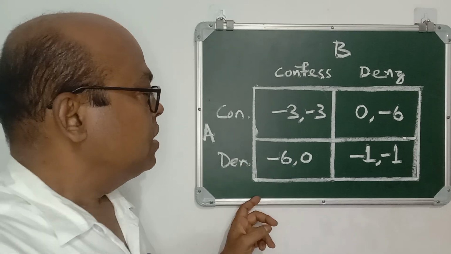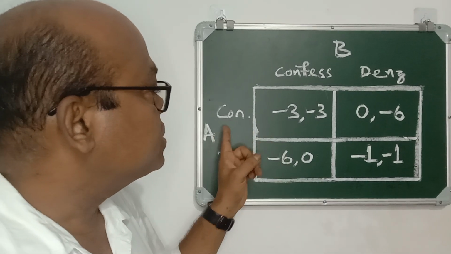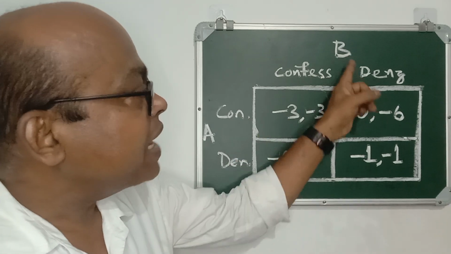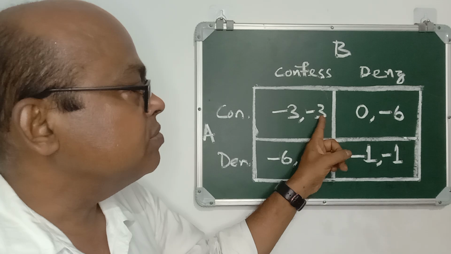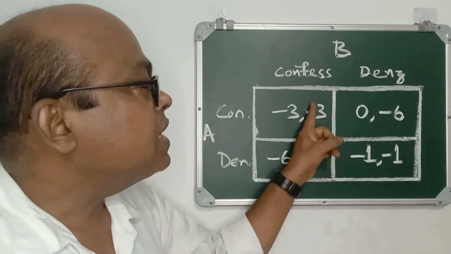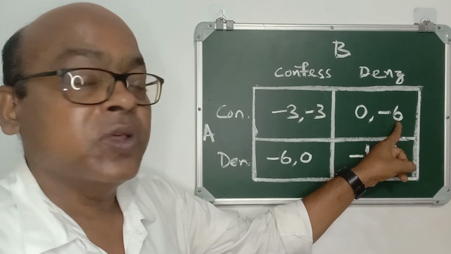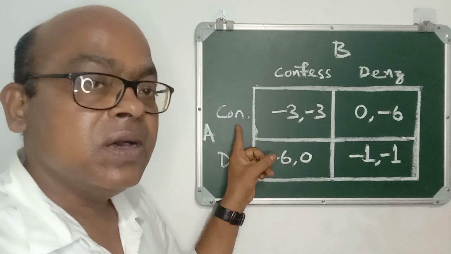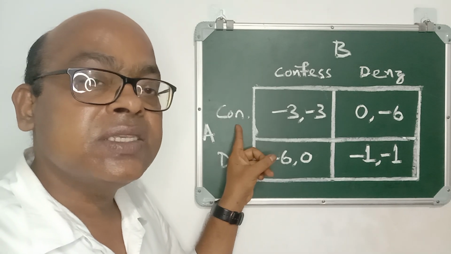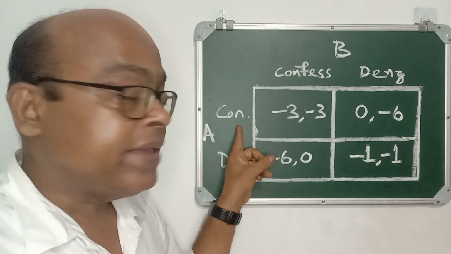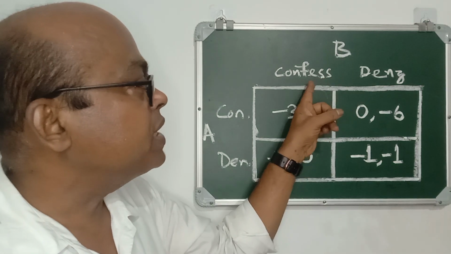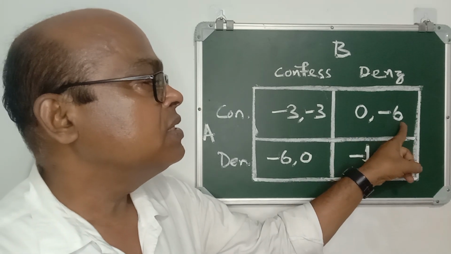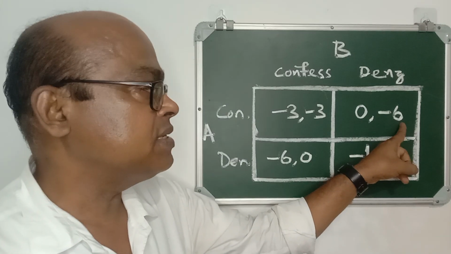How? If A chooses confess, then B has to choose confess, because 3 is less than 6 months. So if A is choosing to confess the crime, then for B it is the best strategy to confess, because 3 is less than the 6 months of the deny payoff.